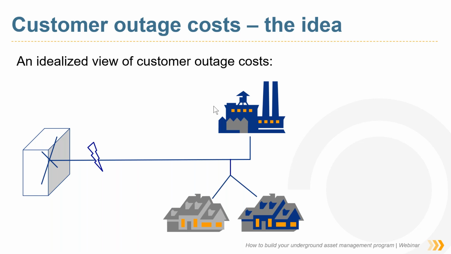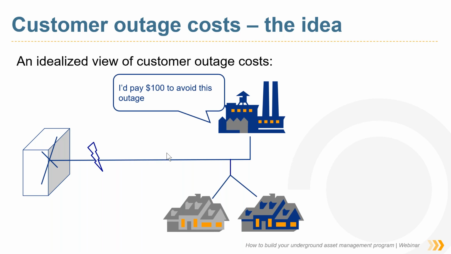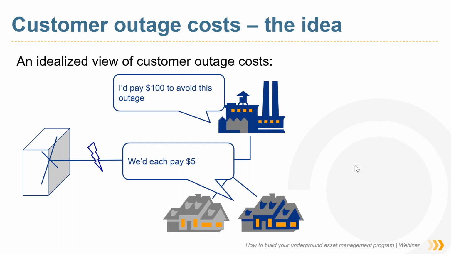So what you'd like to do, you can sort of imagine this, is get somebody with a clipboard and say, all right, we've got this feeder here, and it's possible there'll be a failure on the trunk that'll interrupt everybody for 2 hours. What would it be worth to you to avoid that outage? And your industrial customers would give you one number, and your residential customers would give you some other number, and you could say, great, I'll add those all up, and those will be my estimate of the consequence of that failure. This is an estimate of their willingness to pay to avoid an outage.